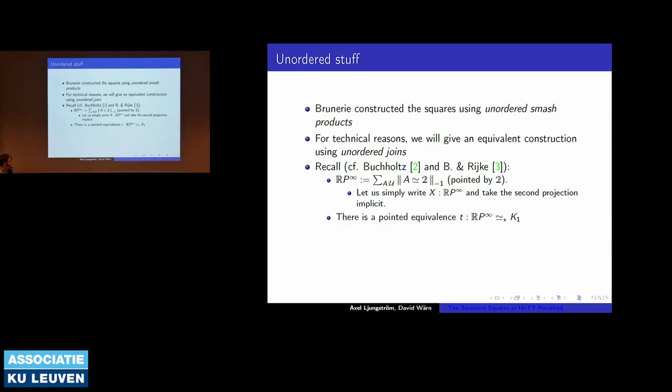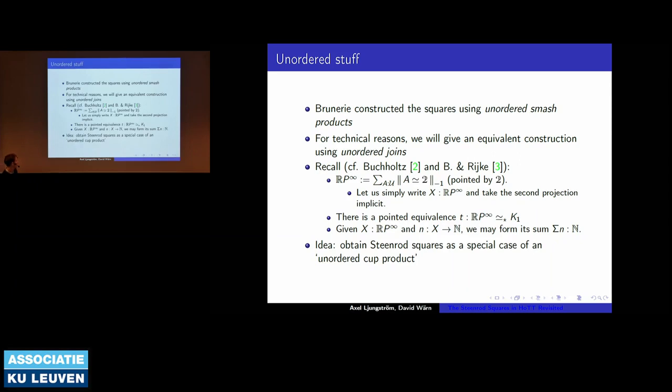Also, a fact: there's a pointed equivalence from RP infinity to the first Eilenberg-MacLane space. And a last fact: if you have a two-element type x and a family of natural numbers indexed by x, you can take the sum of these natural numbers. So these are kind of unordered operations, this sum, for example, and the idea now is to obtain the Steenrod squares as a special case of an unordered cup product.